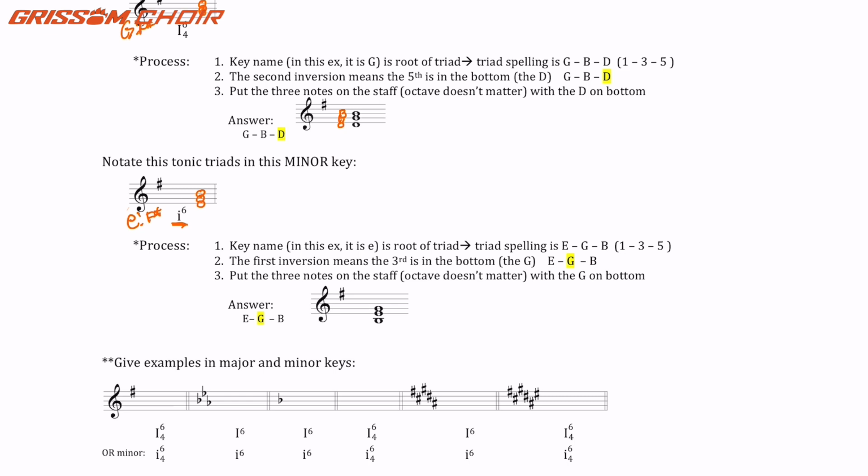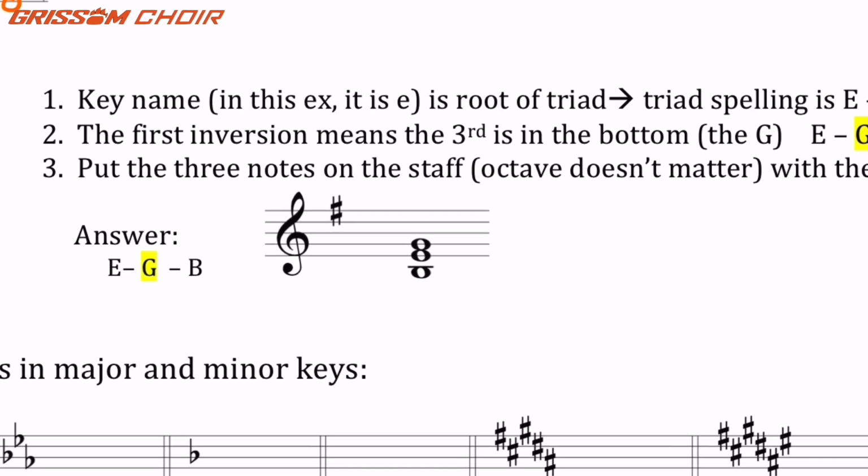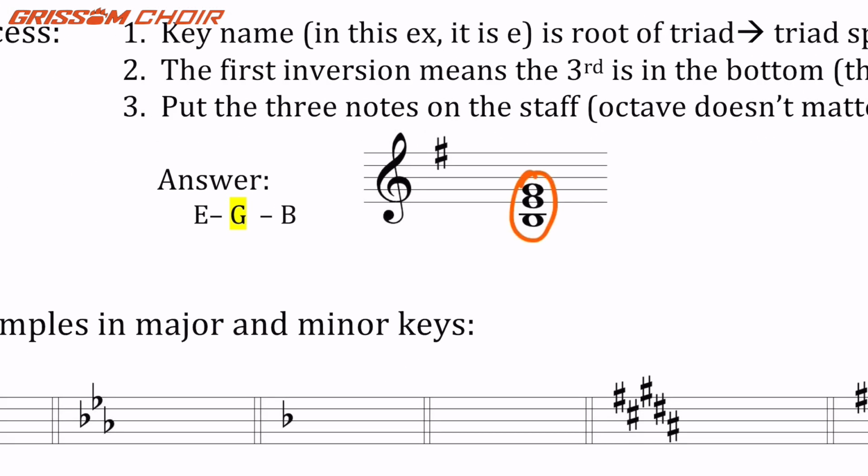So then, all that we would have to do is draw that triad with the G on the bottom, then you would go B, then you would go E. Funny thing is this example is incorrect. This is not written with the G on the bottom. This is written with the B on the bottom. This would be the second inversion. The first inversion would be with the G on the bottom. So we would write G, then B, then E. This is the first inversion. This would be the second inversion, the 6-4.